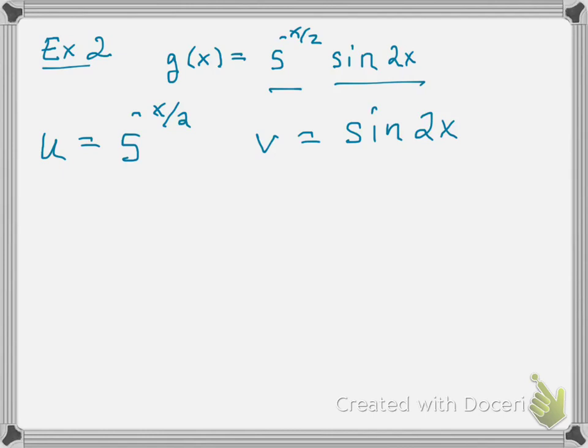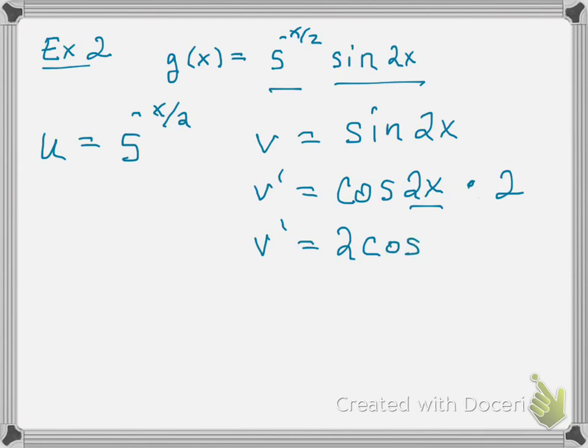And so this one is one we've done in the past, so we'll do v prime first. V prime, the derivative of sine is positive cosine. And since this is more complicated than just an x, I have to multiply times the derivative of 2x, which would be 2. So my v prime, if I put the 2 out front, is 2 cosine 2x.